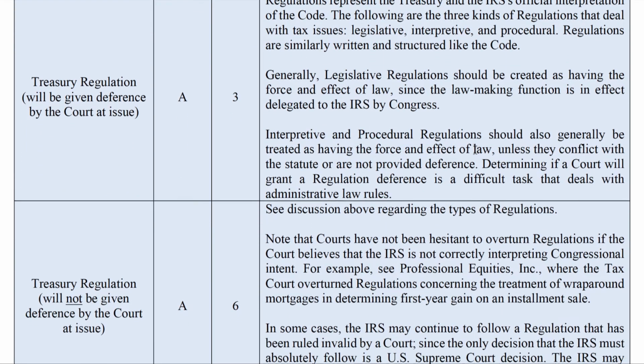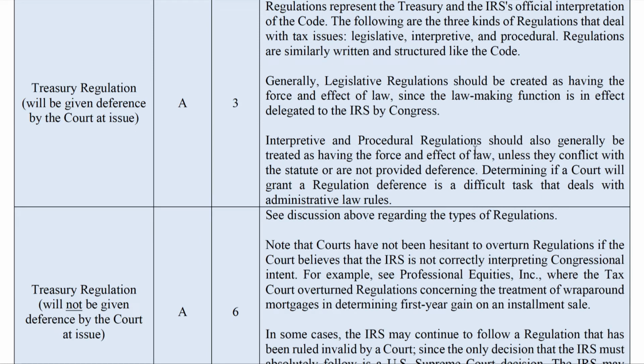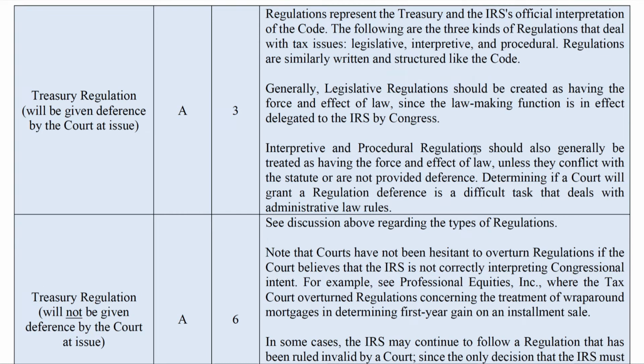So we have Treasury regulation that will be given deference. So this is administrative and it's a level 3. It's not the same as the code, but it's a regulation. So regulations represent the Treasury and IRS's official interpretation of the code. The following are 3 kinds of regulations. So we have legislative, interpretive, and procedural regulations. Now, regulations are similarly written and structured like the code itself. So if you know how the code is written, usually you're going to see the regulation kind of follows suit.